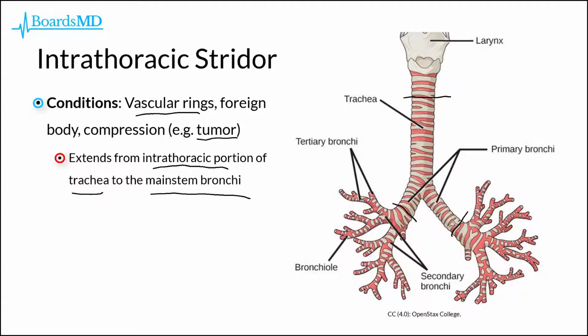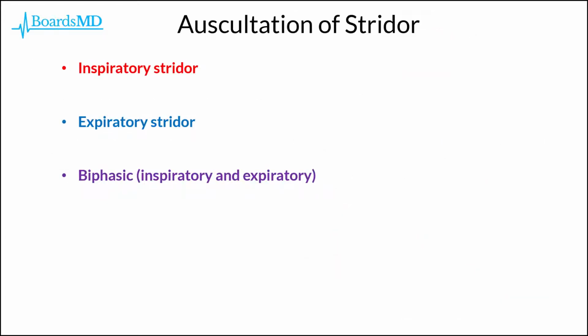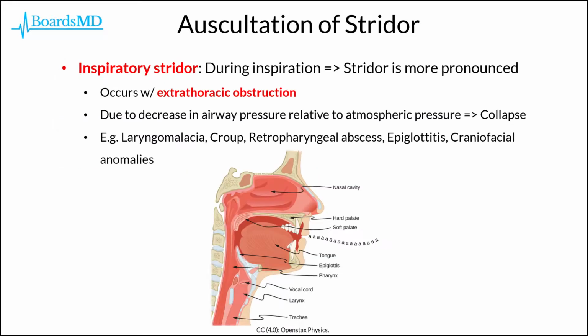Part of the reason that we care about where the obstruction is occurring in stridor is because this can ultimately give us clues when we auscultate the lungs. We will now go through some of the characteristic features of inspiratory, expiratory, and biphasic stridor and how this can be influenced by the anatomy and the underlying etiology. In the case of inspiratory stridor, the reason this gets its name is because during inspiration, the stridor is going to be more pronounced than it is during the expiratory phase.